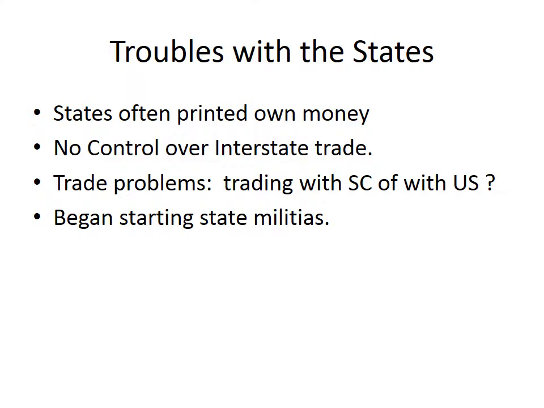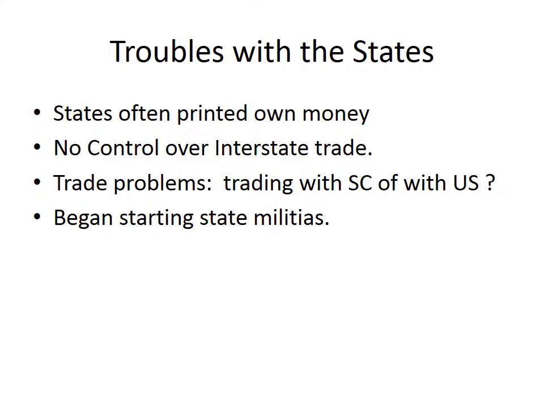So what are some of those problems? Well, states began to print their own money. So South Carolina might have a currency and Virginia might have a currency. They had no control over interstate trade. So South Carolina could say, well, I'm going to charge an import tax to Virginia, right? Because it's interstate. So the articles could not control trade between the different states.